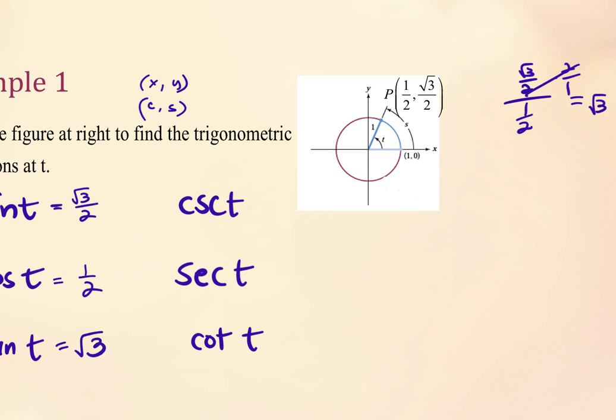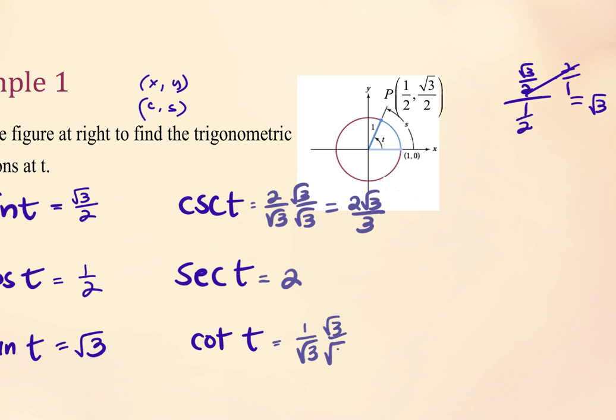And then to get your cosecant, your secant, and your cotangent, we're going to flip them and rationalize. So cosecant is 2 over root 3, which gets rationalized because I multiply the top and bottom by root 3, and I get 2 root 3 over 3. Secant, I flip 1/2. That becomes 2. And cotangent, I flip root 3 over 1, so it would be 1 over root 3, and I rationalize it. Good.